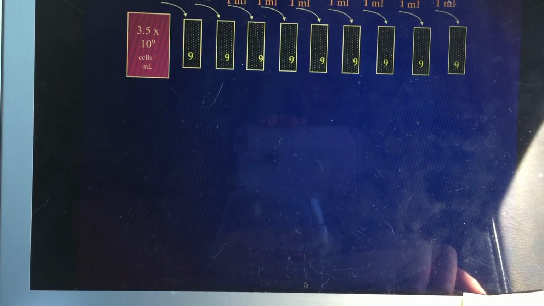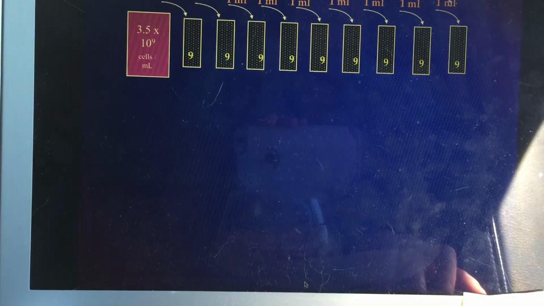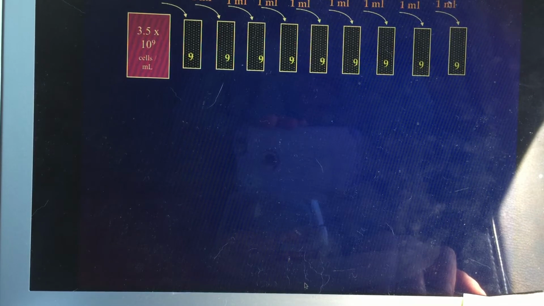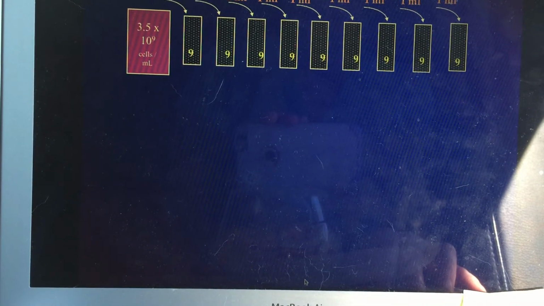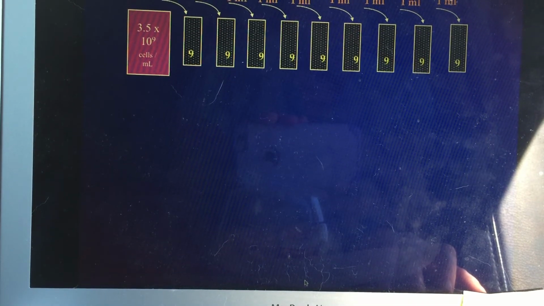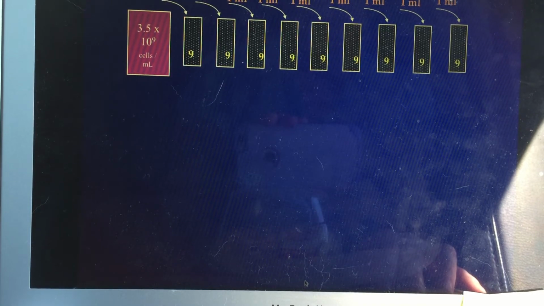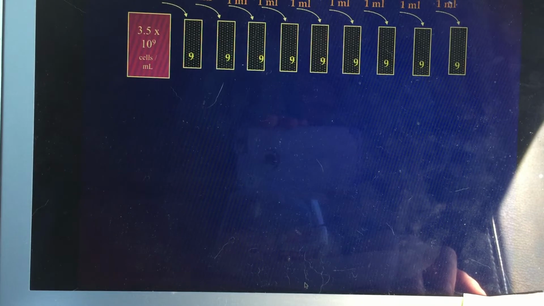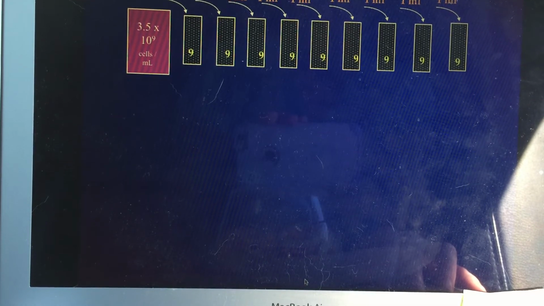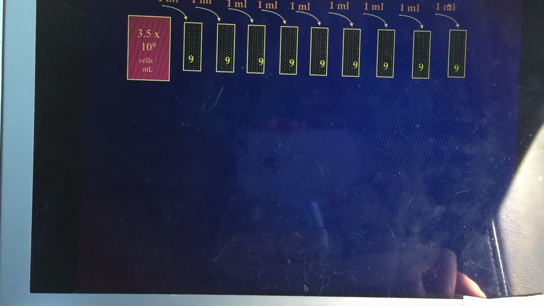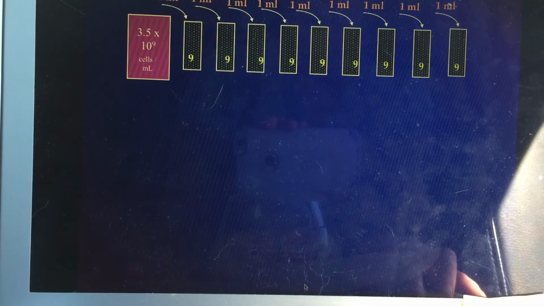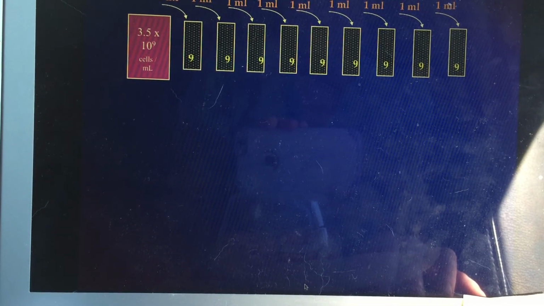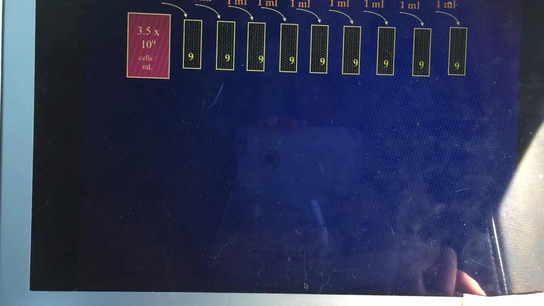So this is what it would look like if you're combining these different dilutions to do a microbiological calculation. You would have an initial culture, so in the pink jar there, 3.5 times 10 to the 9 bacterial cells in every 1 milliliter of that solution. You're going to take 1 milliliter of that solution and transfer it into a tube with 9 mils of sterile buffer. 1 mil into 9 mils. This gives us a 1 in 10 dilution.